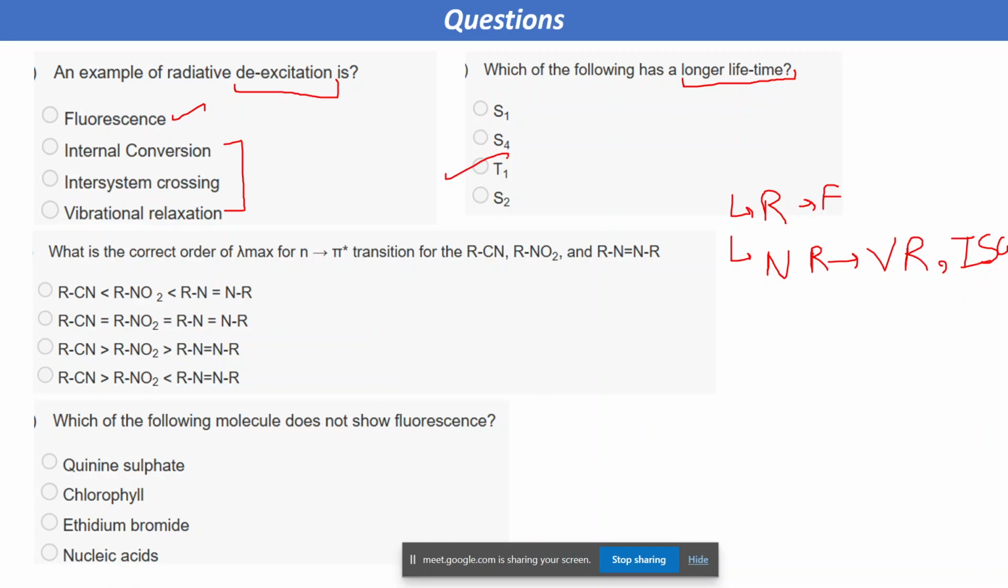Next question. What is the correct order of the lambda max for the n to pi star transition for CN, RN2, RN double bond NR? So lambda max.